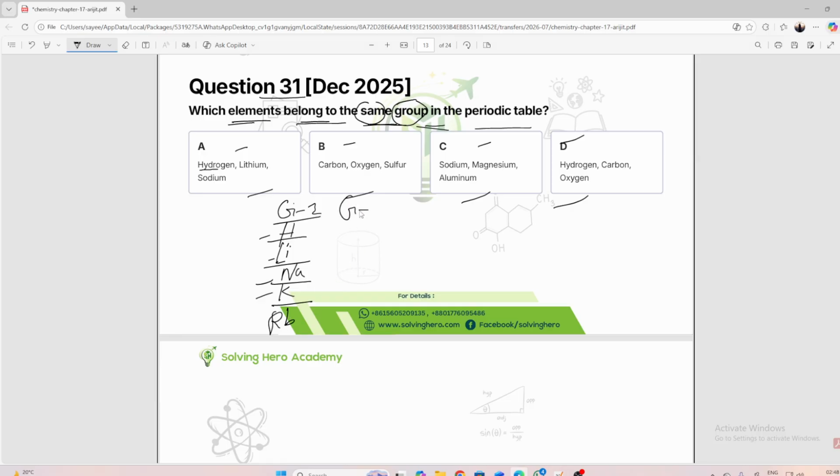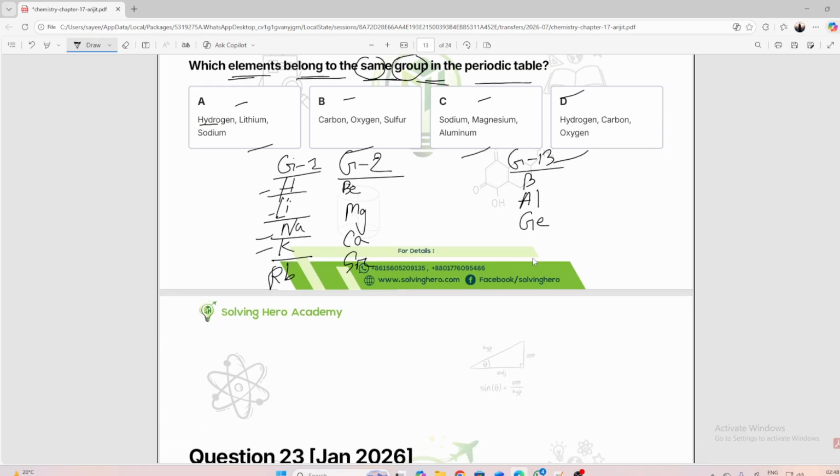At group 2, at first come beryllium, magnesium, calcium, strontium. Am I clear? At group 13, beryllium, then germanium, then indium.